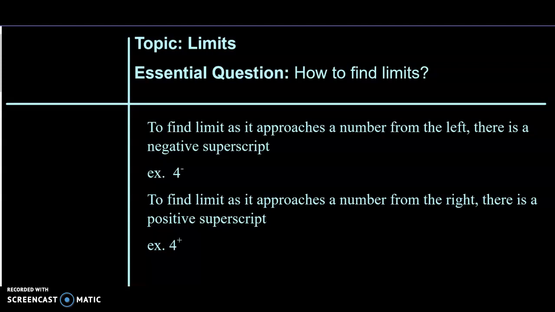Today we're going to start a new unit on limits. So this week we're just going to be doing limits. And so please make sure you write down these notes.